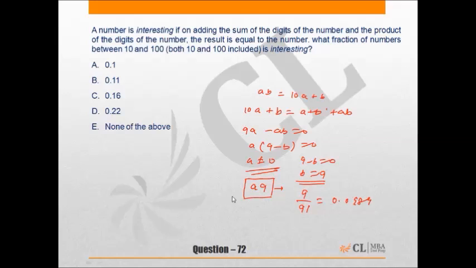0.0989. Therefore, option E is the correct answer, which is none of these. This figure is not present in any other option.